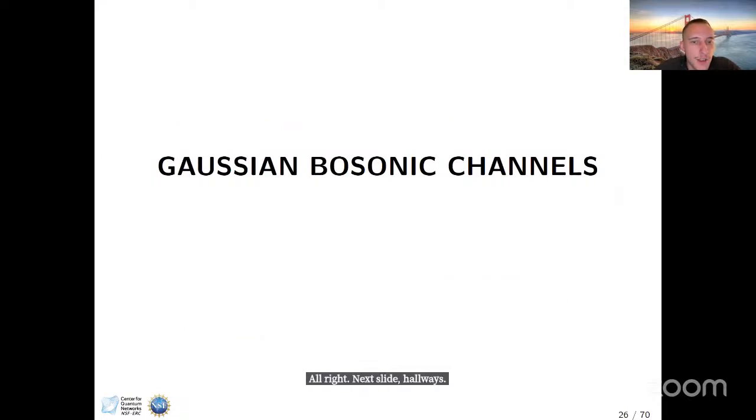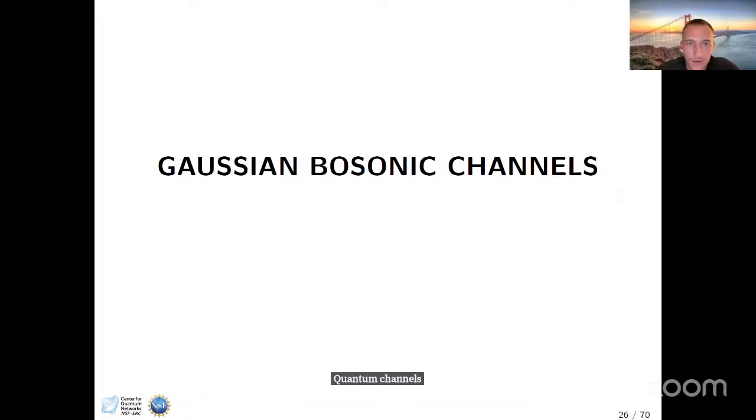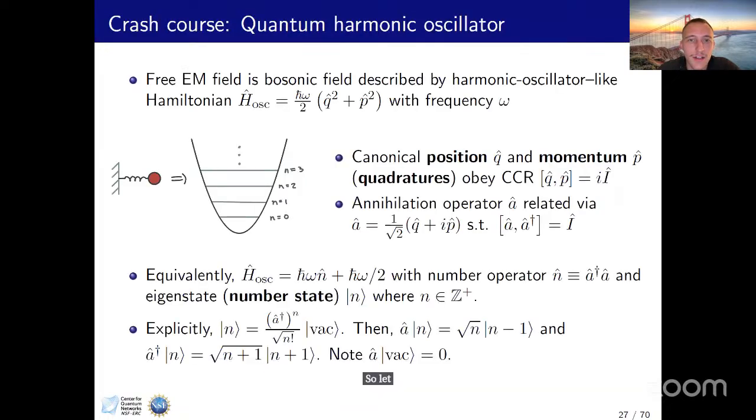Now, we've been a bit abstract, slightly more general with a few examples, but now we're going to look specifically at Gaussian bosonic quantum channels. I'll describe what bosonic means. Hopefully you've heard it. And I'll try to describe what Gaussian means. It's the simplest possible bosonic channels. So let's look at those.